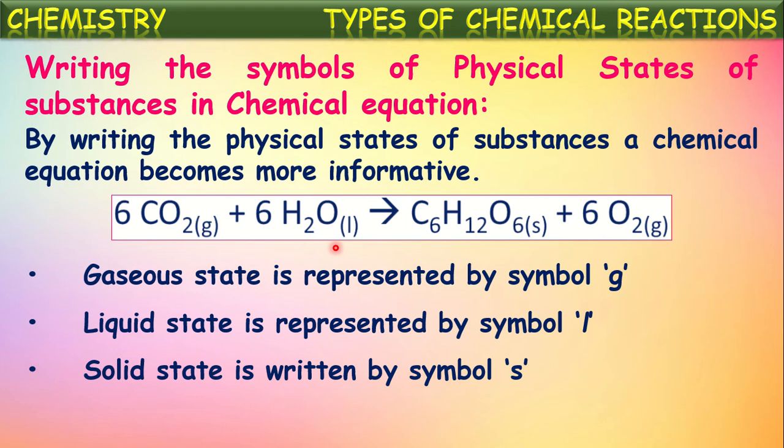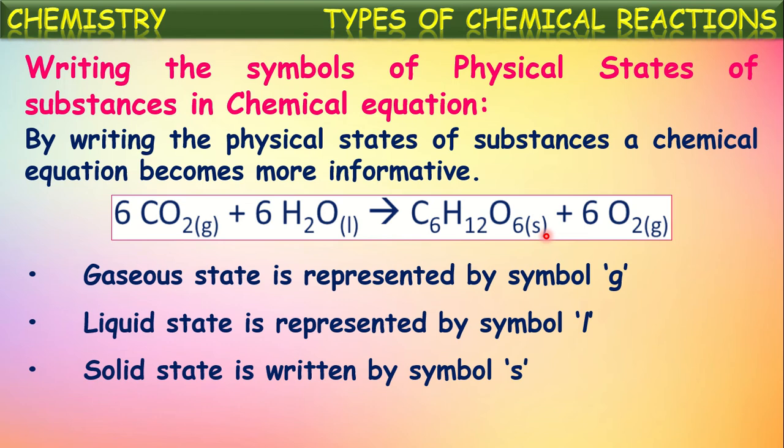And certain solid substances present in a chemical equation are represented by using the symbol S. The solid state is written by the symbol S. See here in the same equation, glucose. Glucose as a product is in the solid state, so its state is represented by using (s) beside the formula of that compound. In this way, the physical states of substances can be represented by certain symbols. This physical state representation gives some additional information about the chemical reaction.